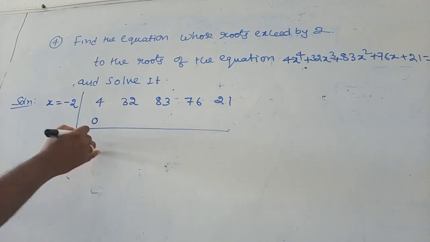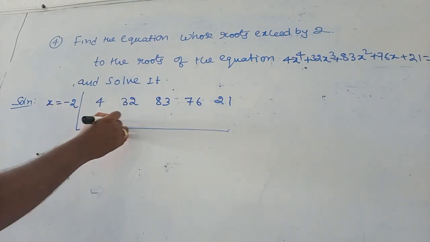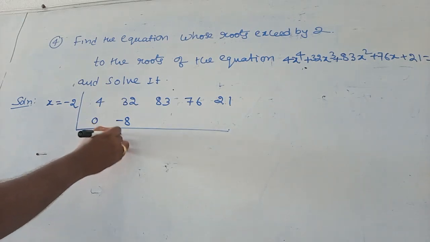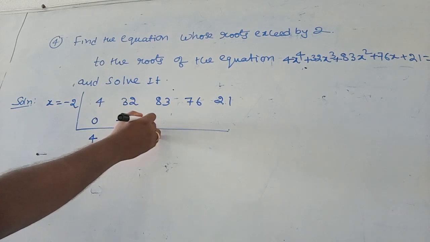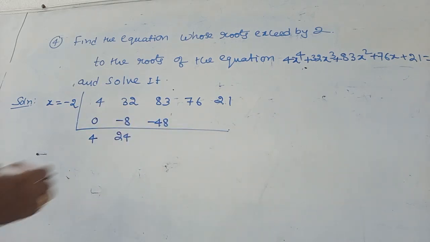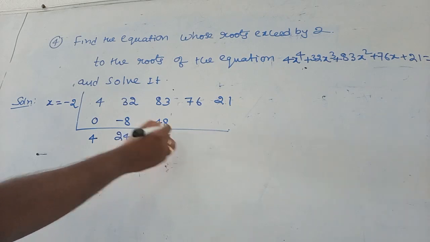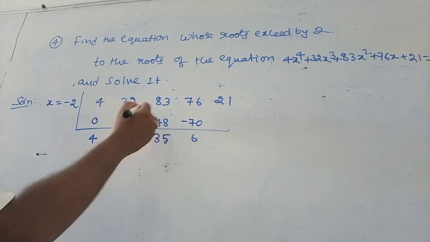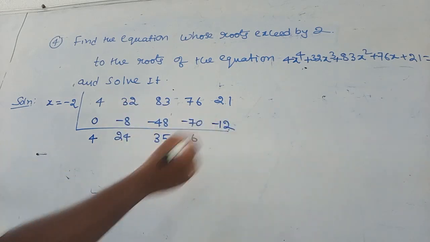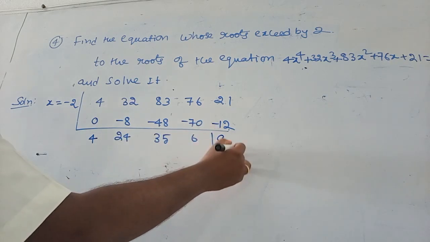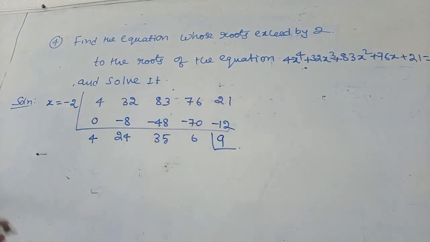0 you will have in the left corner. Now this becomes 4. 4 into minus 2 becomes minus 8. Now 32 minus 8 you get 24, and 24 into minus 2 is minus 48, and 83 minus 48 becomes 35. 35 into minus 2 is minus 70, and this is 6. 6 into minus 2 becomes minus 12. Now you get the remainder as 9. Box the remainder.